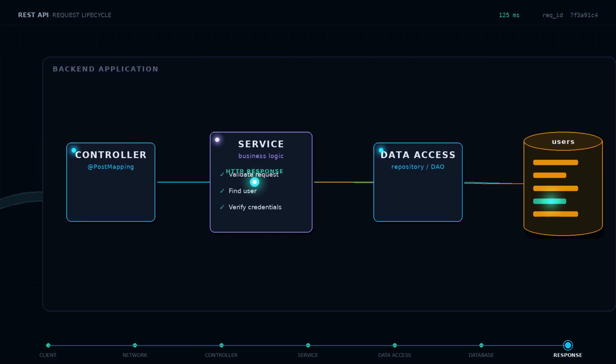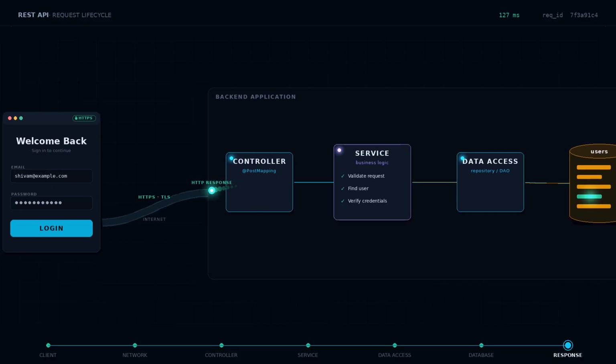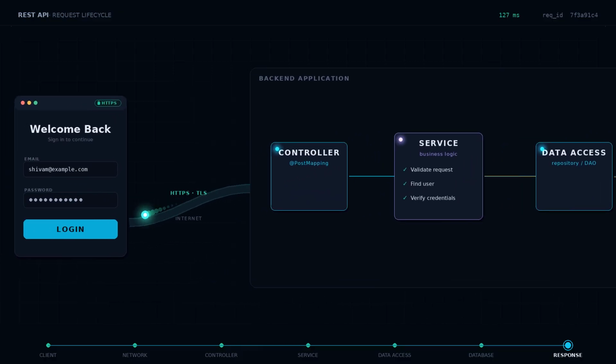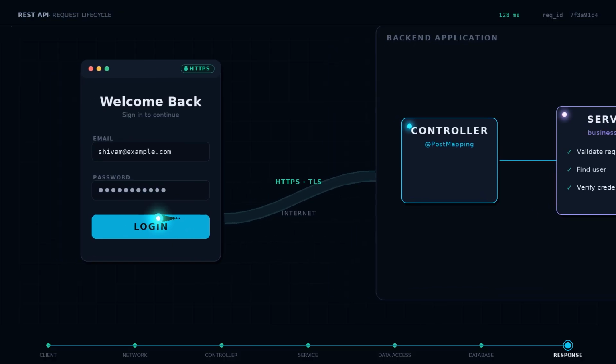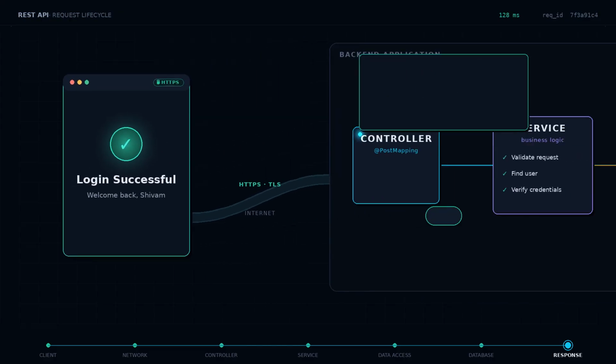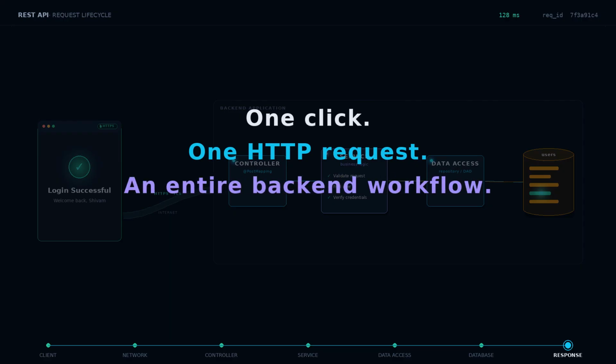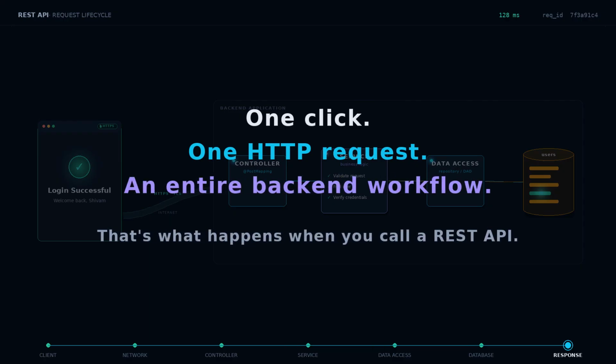Now the journey reverses. The backend builds an HTTP response and sends it back to the client. A successful 200 OK. The browser receives it and the user is finally logged in. One click, one HTTP request, an entire backend flow. That's what happens when you call a REST API.